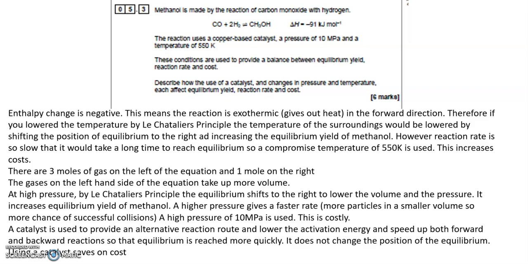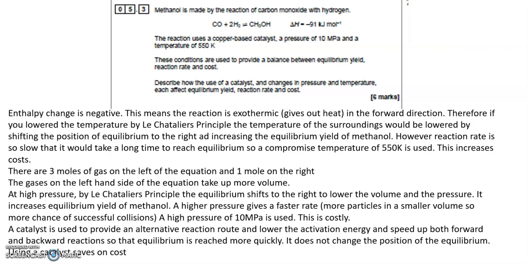So I'll do reveals on this. The reaction uses a copper-based catalyst at a pressure of 10 megapascal and a temperature of 550 Kelvin. These conditions are used to provide a balance between equilibrium yield, reaction rate and cost. Describe how the use of catalysts and change in pressure and temperature affect the equilibrium yield, reaction rate and cost. So it's pretty much everything this.